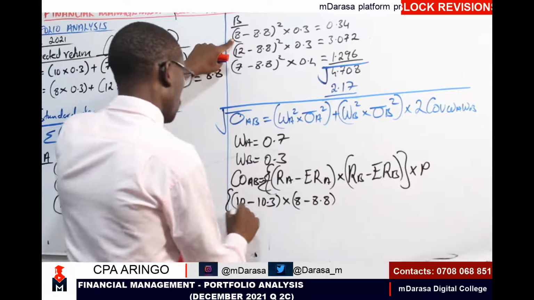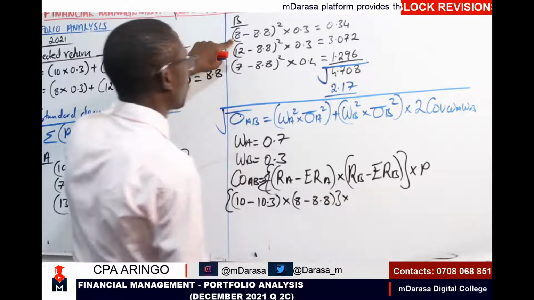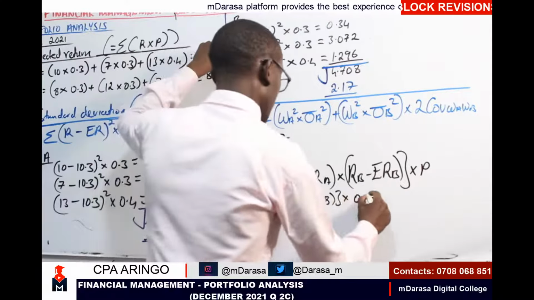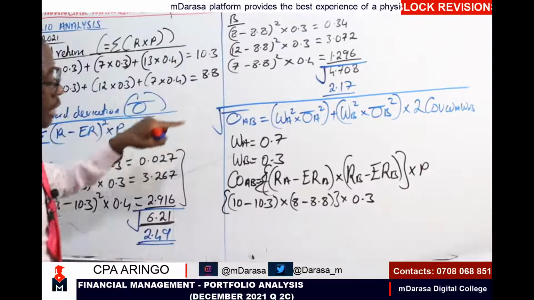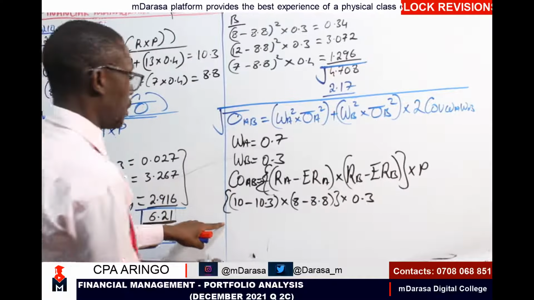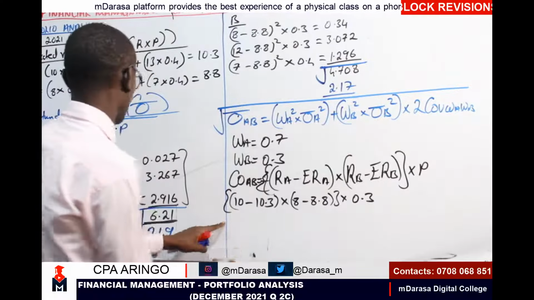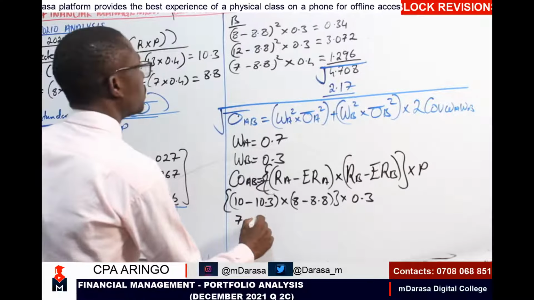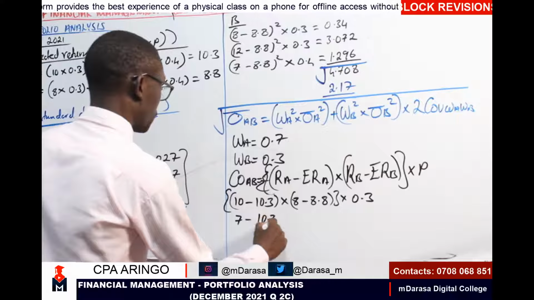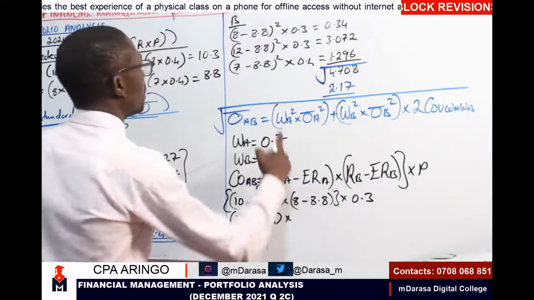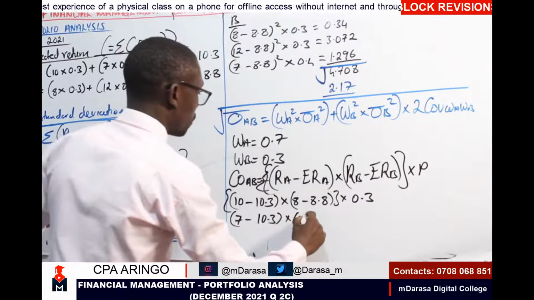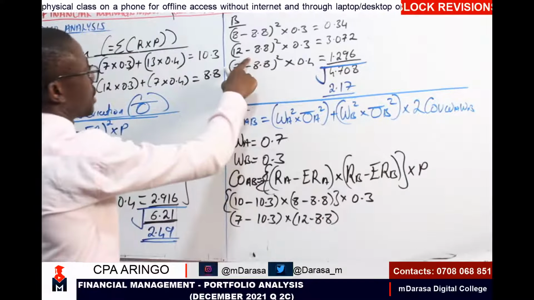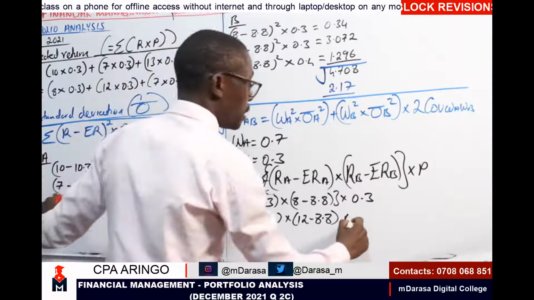The solution that I'm going to get there, we're going to multiply by the probability. The first probability we had what? 0.3. The next element, the second one, we are talking of 7, right? So I'm having 7 minus 10.3, correct? We multiply by 12 minus 8.8. Recall this one, the second bit, times the probability, which is 0.3.